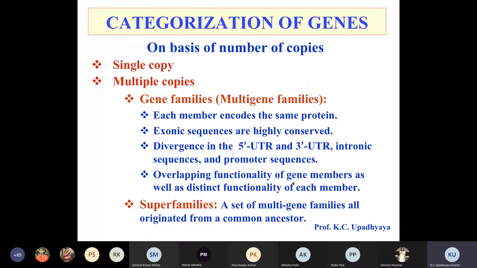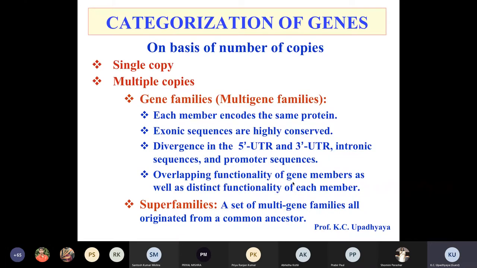But what happens in the system when you analyze this, there is an overlapping functionality of gene members. But sometimes, why is there a distinct functionality of each member? Sometimes they function in a particular tissue, sometimes they function under particular conditions. But if a particular gene is defective, the functionality can be taken over. So that we call overlapping functionality or distinct functionality. Then we have superfamily. What are superfamilies?